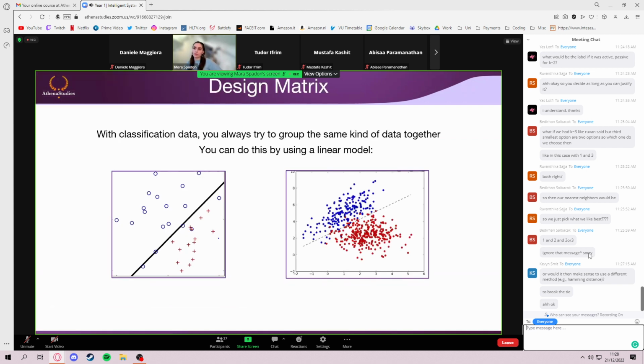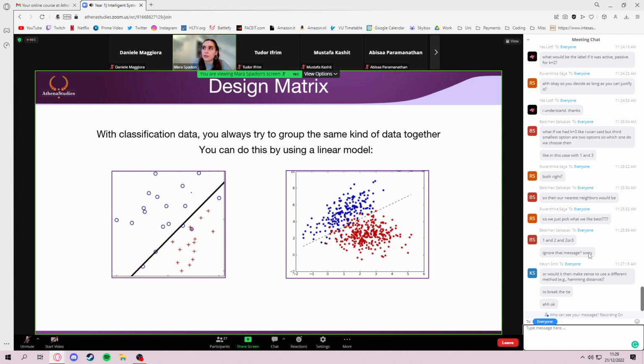So let's first talk about the design matrix. With classification data, you always try to group the same kind of data together, and you can do this by using a linear model. So here you can see we have some data which is represented with pluses and with circles, and we want some kind of line in between that separates these 2 clusters of data. Because then if we get some new unseen data and it is right here, then we know it belongs to the plus class. Similarly, if we get some new data that is here, then we know it belongs to the circle. So that's what we want to do there.